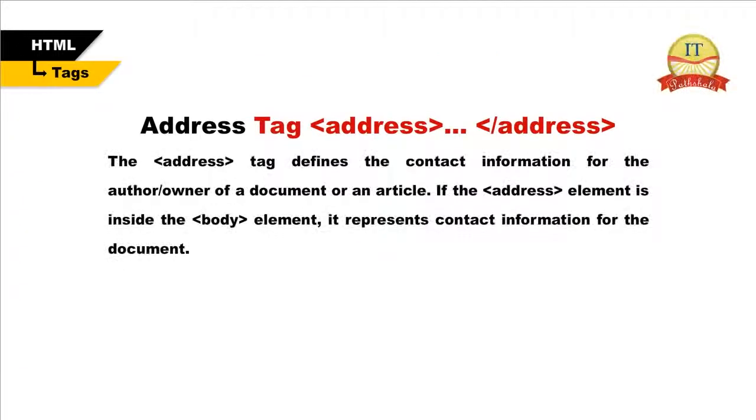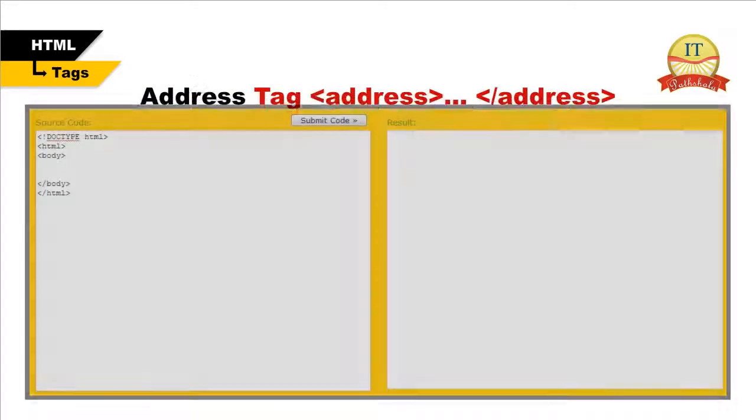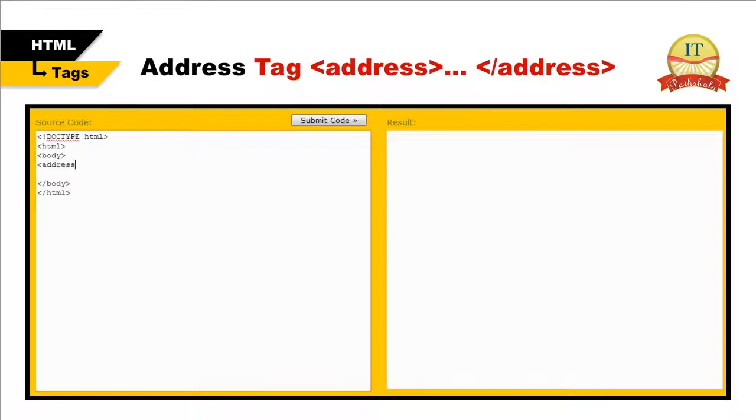Address tag. The address tag defines the contact information for the author or owner of a document or an article. If the address element is inside the body element, it represents contact information for the document. In the following example, we shall enter the clickable contact details for IT Pathshala on their web page.